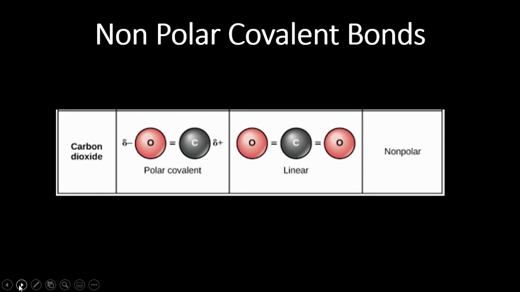But atoms that are in a nonpolar covalent bond do not have to be the same element. So here we have carbon and oxygen, we have CO2. The arrangement of these atoms is basically going to cancel out that electronegativity difference, and the structure is going to help it become nonpolar covalent.